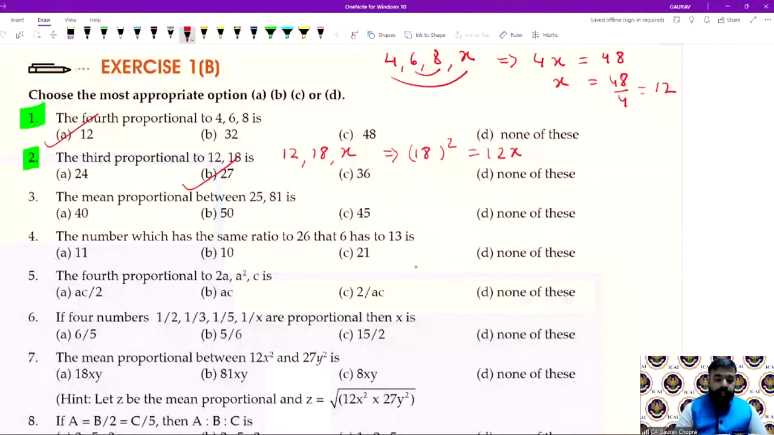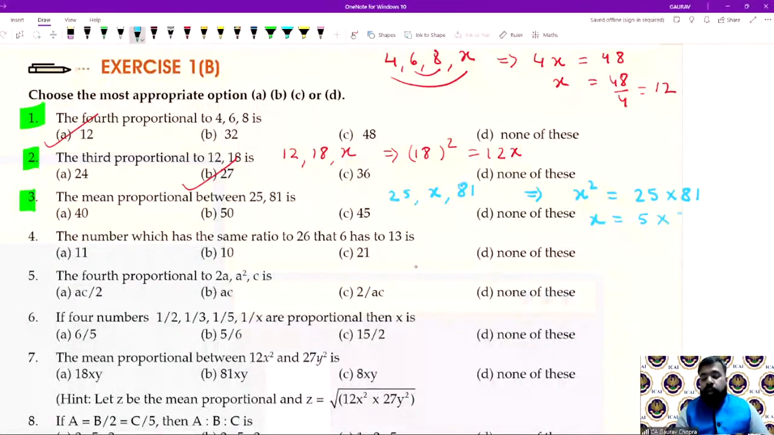That's great. Now comes the third one, the mean proportional between 25 and 81. And requirement is mean proportional. That means the middle value. So we can take X in middle place. So 25 comma X comma 81. So it becomes X square equal to 25 into 81. So what will be X taking root? So root of 25 is 5 and root of 81 is 9. So 5 into 9 becomes 45. Yes. So 45 is correct. Again, receive the correct answers. That's great.